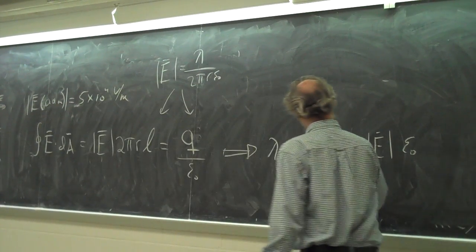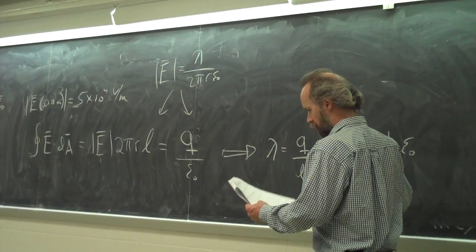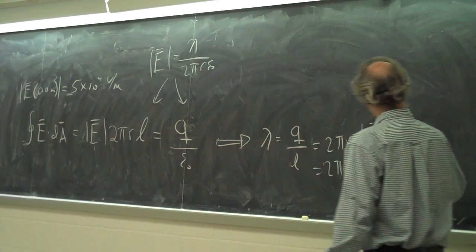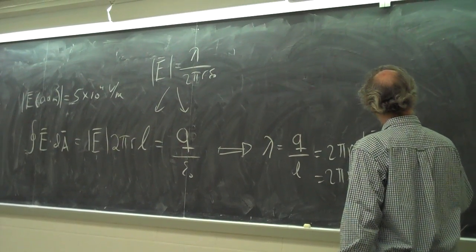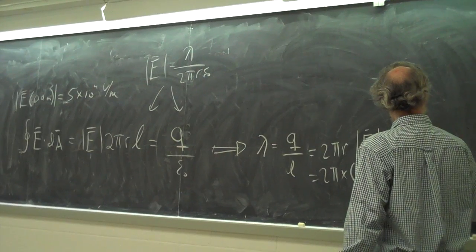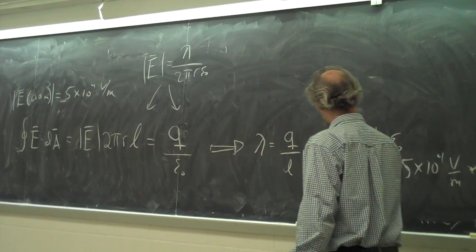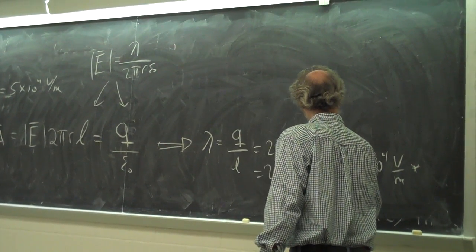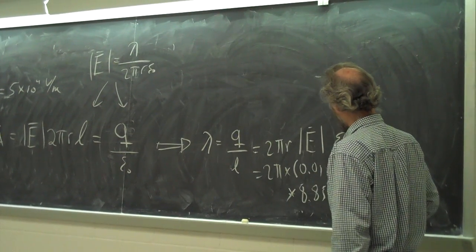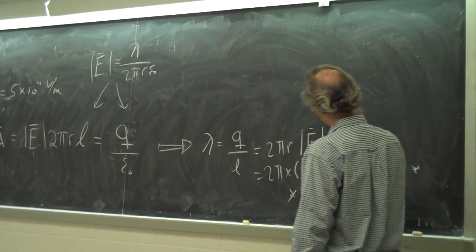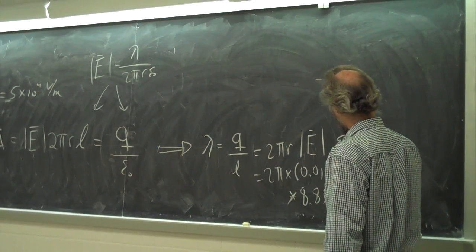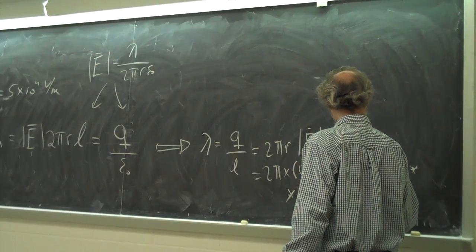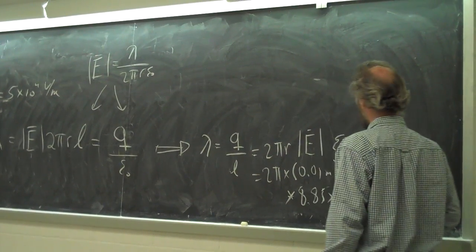All right, so this was 2 pi times 0.01 meters, and I said this was 5 times 10 to the fourth volts per meter, and then I have to multiply by 8.85 times 10 to the minus 12. And again, epsilon naught is given on the front of the exam. And as long as I got these in meters and volts per meter, I don't have to worry about the fact that this is Coulomb squared over Newton meter squared. Everything will come out correctly in MKS units.